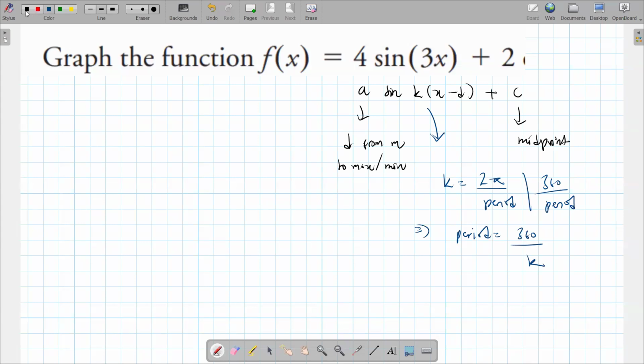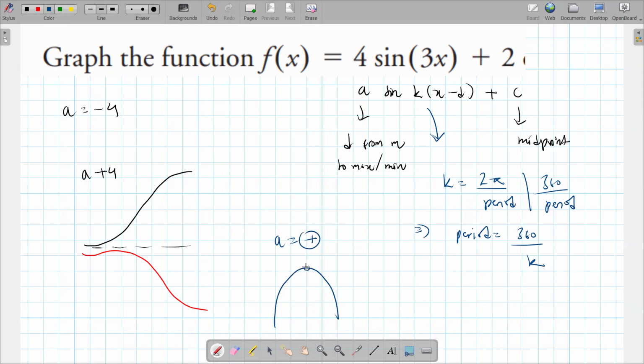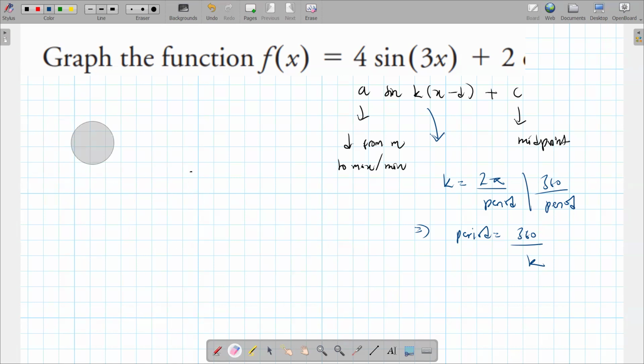I didn't tell you this before, but if your A value is positive, it'll go up from the midpoint. If your A value is negative, which doesn't apply to this question, instead of going up from the origin, it'll go down. That's for sine functions. For cosine function, if your A value is positive, it's going to start at the maximum. If your A value is negative, it's going to start at the minimum. So here it's going to start at the midpoint and then it's going to go up.